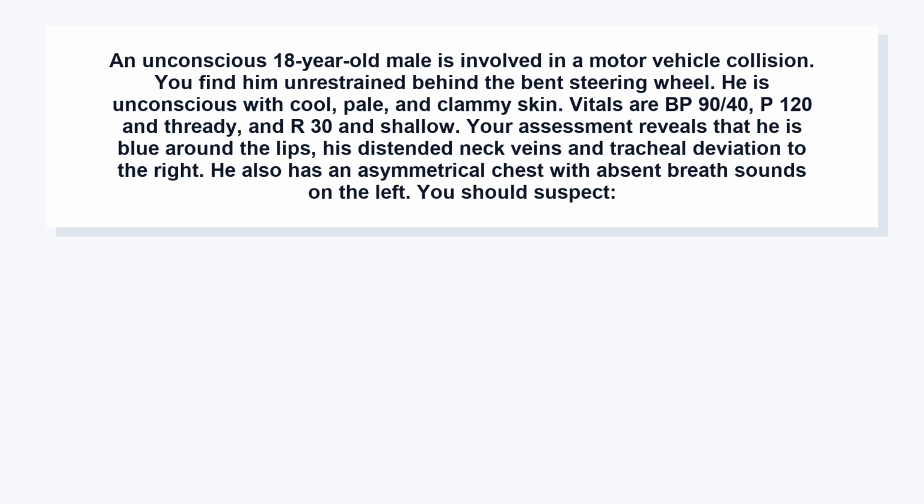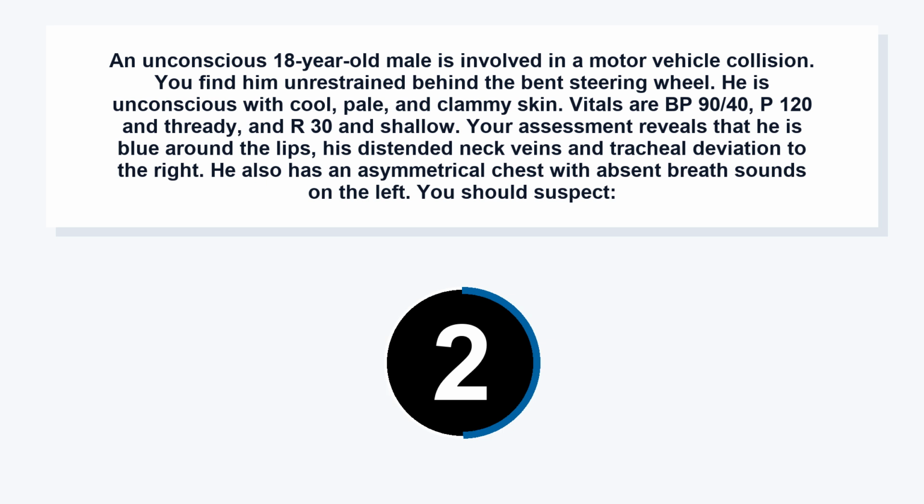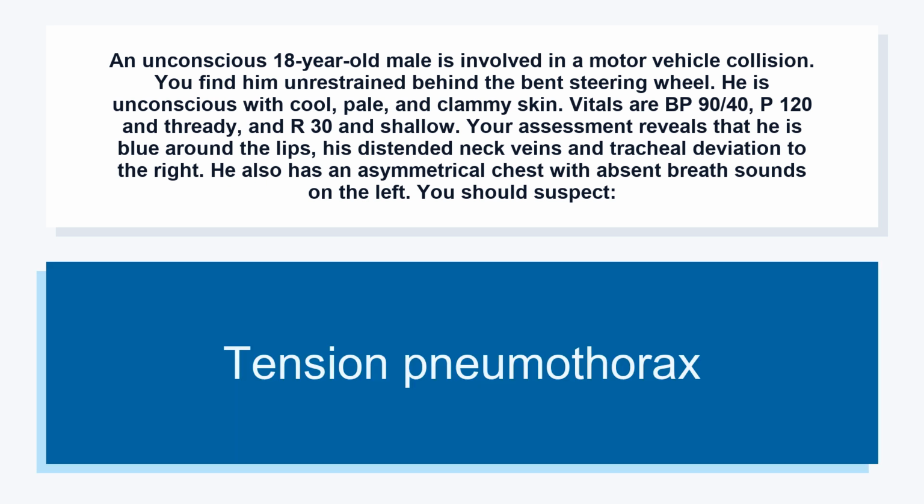An unconscious 18-year-old male is involved in a motor vehicle collision. You find him unrestrained behind the bent steering wheel. He is unconscious with cool, pale, and clammy skin. Vitals are BP 90/40, P 120, and respirations 30 and shallow. Your assessment reveals that he is blue around the lips, with distended neck veins and tracheal deviation to the right. He also has an asymmetrical chest with absent breath sounds on the left. You should suspect tension pneumothorax.